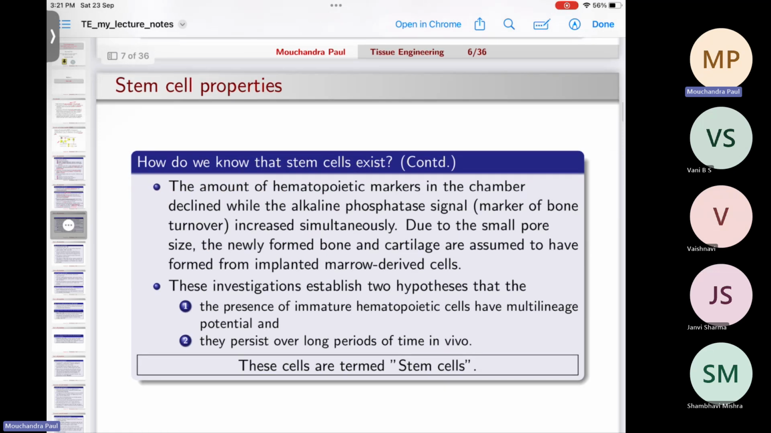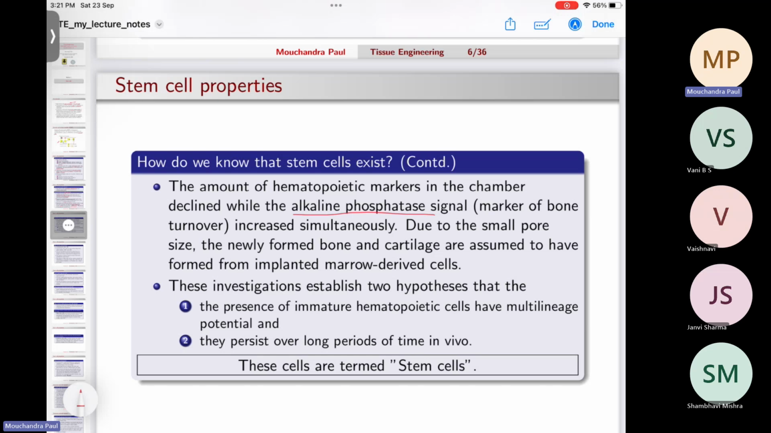So the amount of hematopoietic markers in the chamber declined, whereas the alkaline phosphatase signal, which is a marker for bone, increased. Bone cells like osteocytes and osteoblasts secrete an enzyme called alkaline phosphatase, okay. So that is a unique feature found only in bone cells. So this enzyme's secretion increases. Similarly, the cartilage also has some specific markers that they tracked.